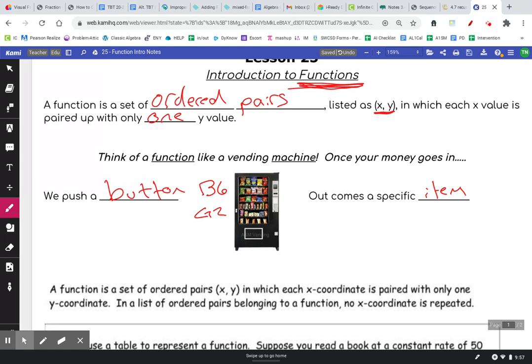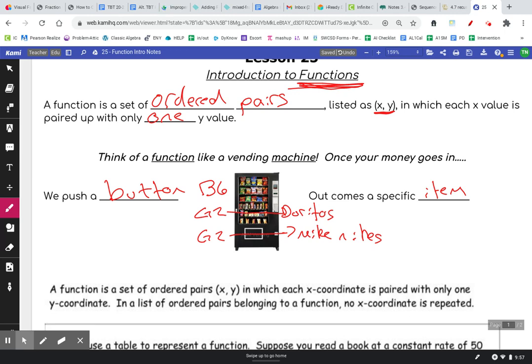Well, an example might be I go back and I push G2. The first time I pushed G2, I got Doritos, right? If I put another dollar in because my friend wants Doritos, I push G2 again, but this time I get Mike and Ike's, right? That machine's broken. It is not functional. That is a broken vending machine. This is not a function, right?